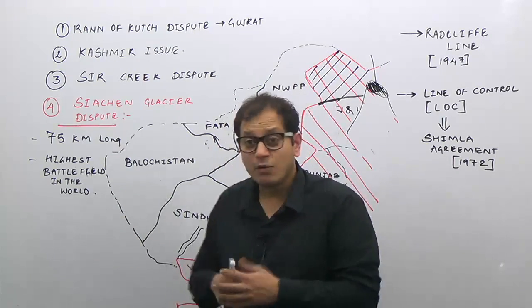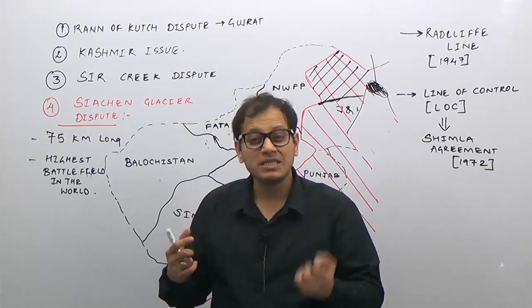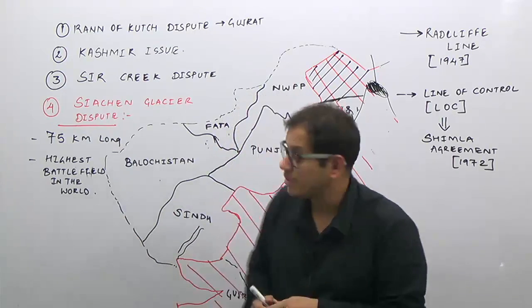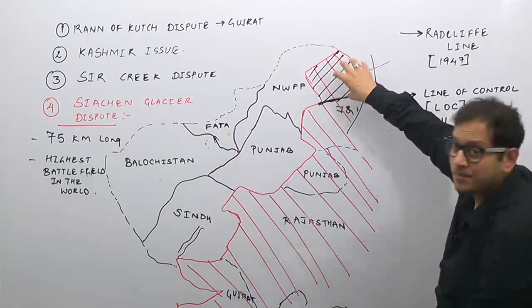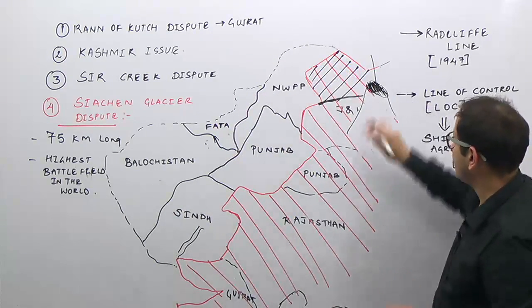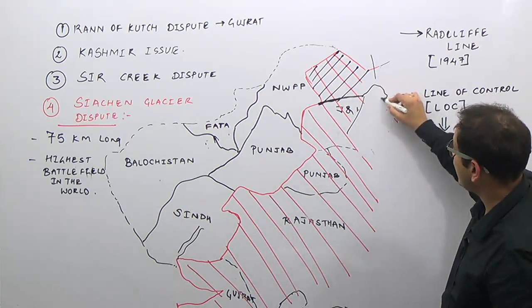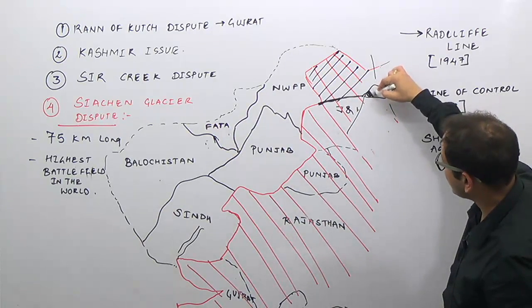Now, why is India spending such a high amount of money to keep Indian soldiers in this battlefield? Because you see, here there is Pakistan occupied Kashmir. Some part of the Pakistan occupied Kashmir, this is the Siachen Glacier region, the black shaded region.